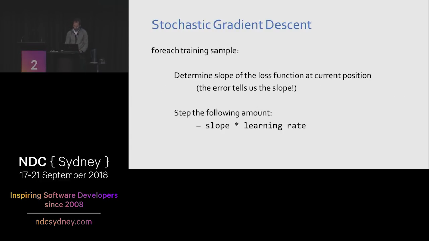Okay, so to summarize, stochastic gradient descent: for each training sample, determine the slope of the loss function at the current position, but the error tells us the slope. That gives us a number of votes, and we step the following amount: minus the slope times the learning rate. And that's pretty much it for gradient descent.